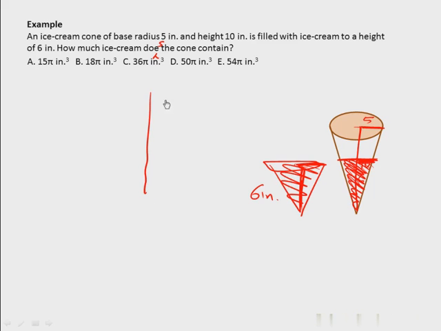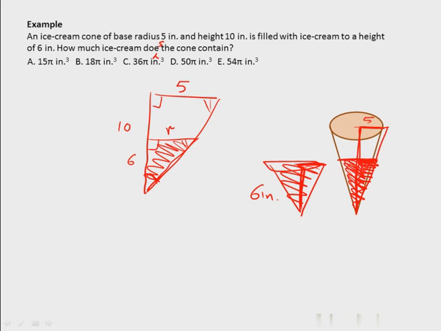So I just draw the two triangles that define the amount of ice cream. So I've drawn this triangle and this triangle. So this entire height is 10, this height is 6, this radius is 5. Clearly these two triangles are similar. They have a 90 degree each. They have a common angle. So the third angles will also be equal.